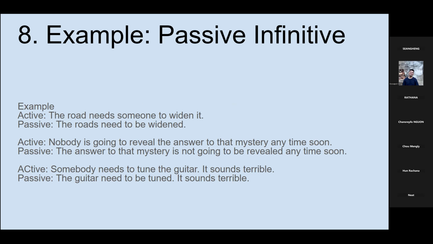Third example: somebody needs to tune the guitar, it sounds terrible. We can change to the passive: the guitar needs to be tuned, it sounds terrible. This is the example of the passive infinitive. Now let's go to the passive gerund.